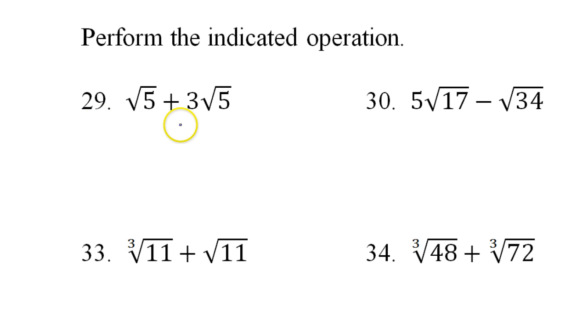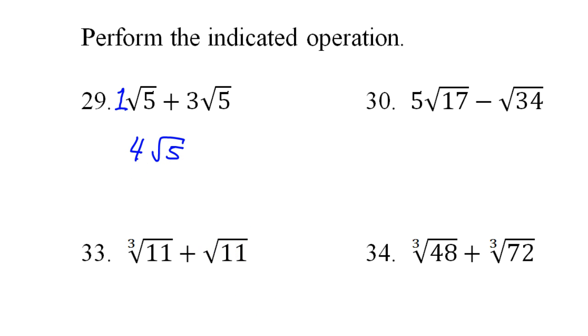So looking at number 29, we have radical 5 and radical 5. And of course, just having radical 5 means 1 radical 5. So if I have 1 radical 5 plus 3 radical 5, what do I have? That's 4 radical 5. Okay?